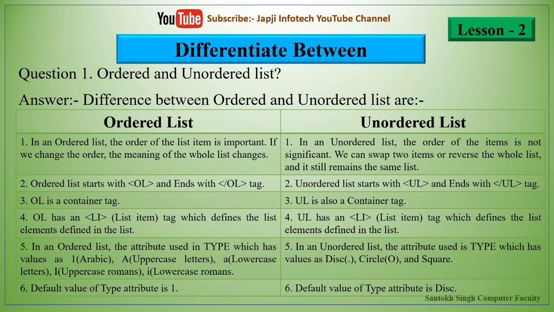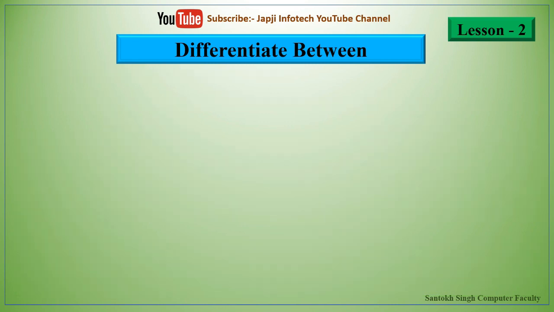And the fifth one is, in an ordered list, the attribute used is type, which has values 1 as Arabic, A as uppercase letter, small a as lowercase letter, I for uppercase Roman and lowercase Roman. Whereas in an unordered list, the attribute used is type, which has values disk, circle and square. So the default value of the type attribute in an ordered list is 1, whereas the default value of the type attribute in an unordered list is disk.